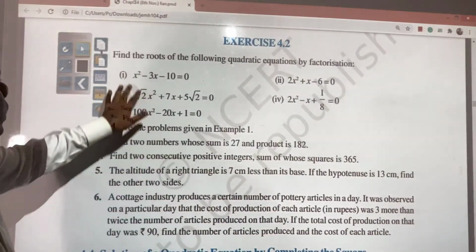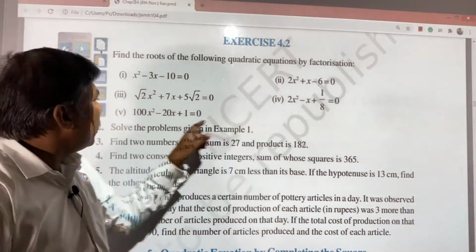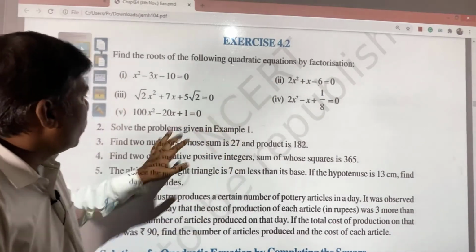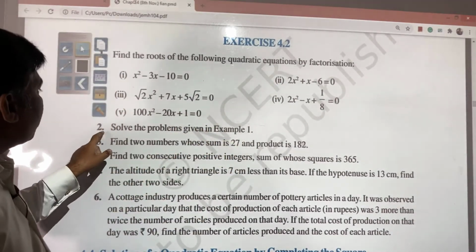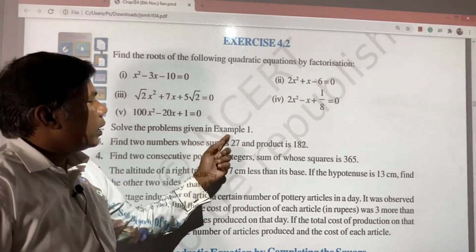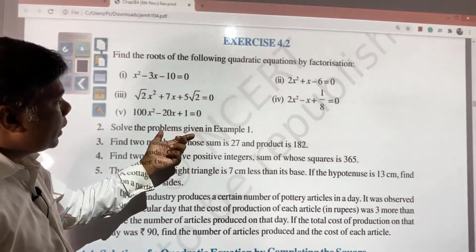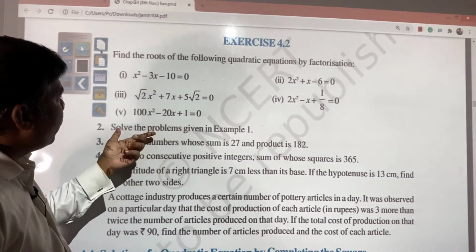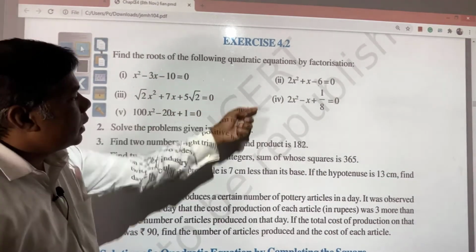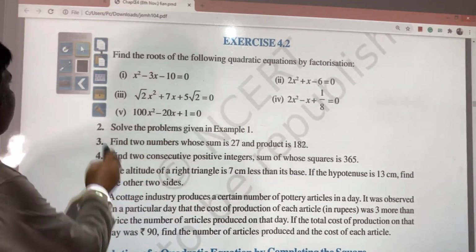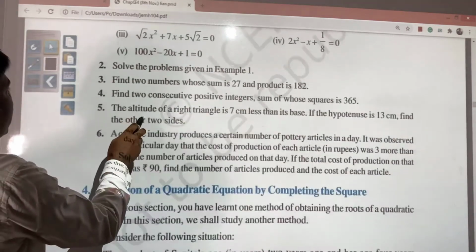So I hope all the questions you will be able to solve. Only 2 questions are left, 5 and 2. Definitely you will be able to solve. Question number 2, solve the problems given in example 1. In example 1 already you have seen, so I hope you will be able to do. Only factorization is required to be made, so you do it by yourself. Question number 3 we will see.